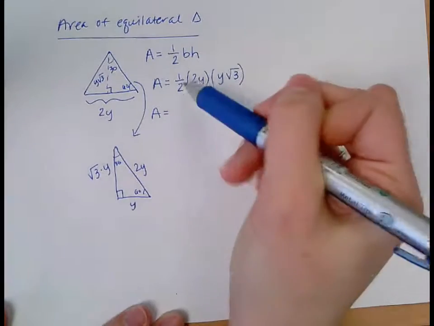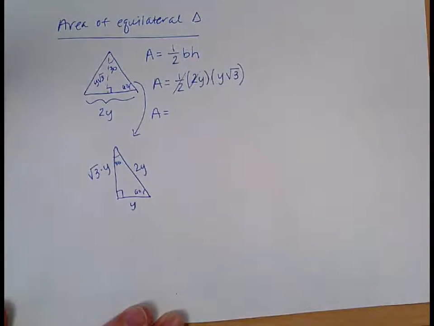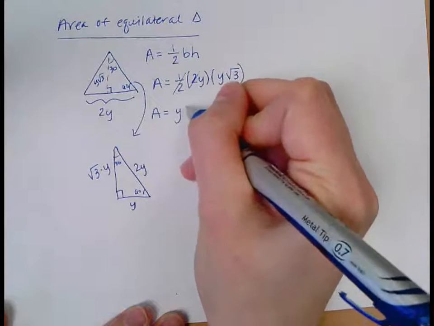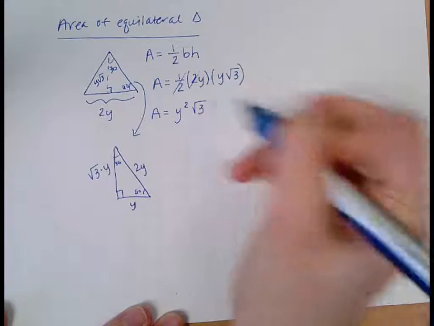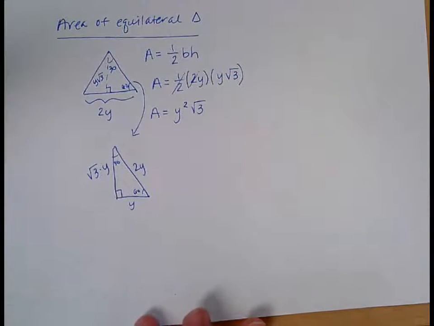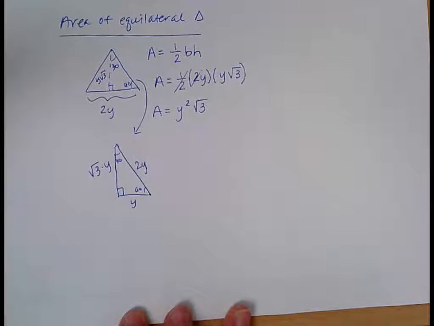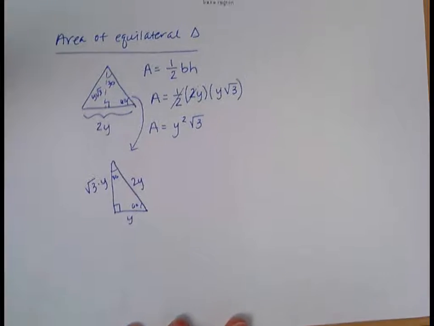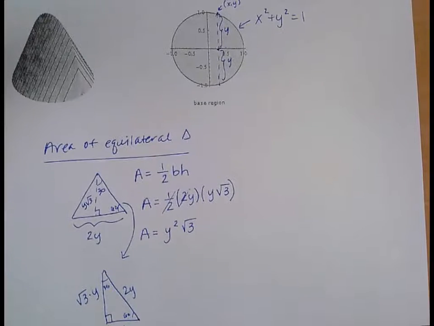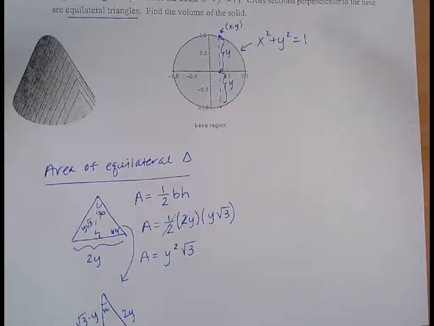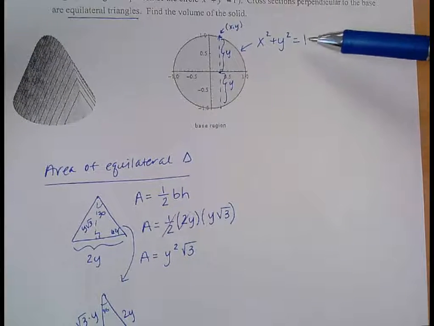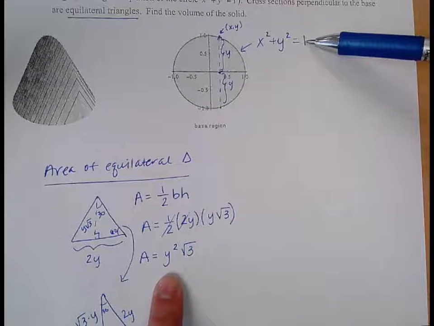And I can simplify this. The 1/2 and the 2 will cancel out. So I end up getting y squared times the square root of 3. Now, it's not in terms of x, but look at the equation of the circle. I should be able to get an expression that I can substitute in for y squared that's in terms of x.